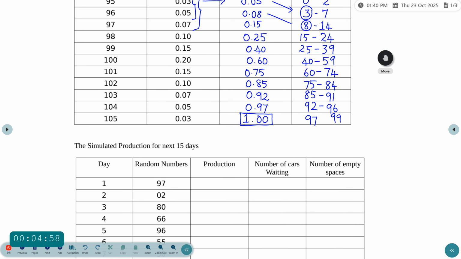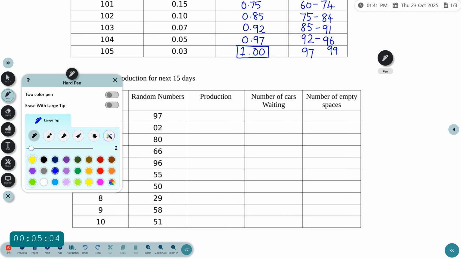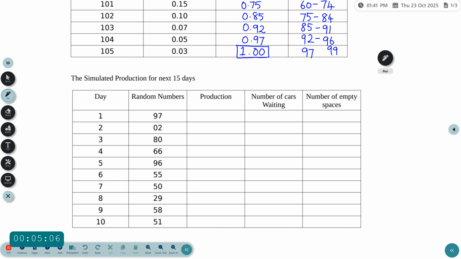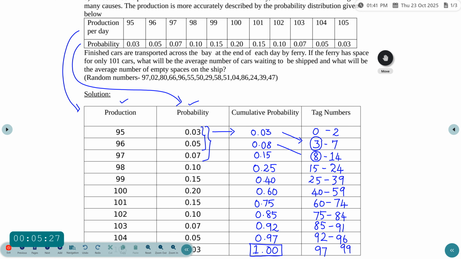The second table is the simulated production for the next 15 days. So day 1 to 15 and the corresponding random numbers. These random numbers are given in the problem itself. These are all the random numbers, 15 random numbers. We will use these random numbers in the second table.